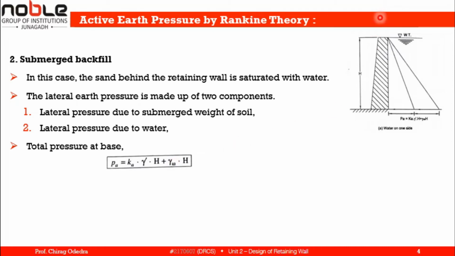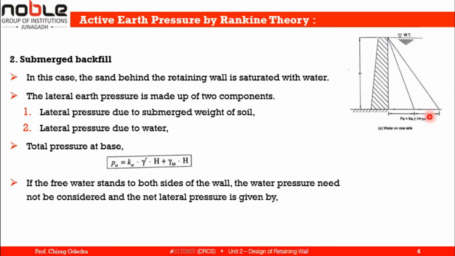Now in this case, there will be two triangles. One triangle is because of the submerged unit weight, and another triangle is because of water. So we can merge both triangles and make one triangle.